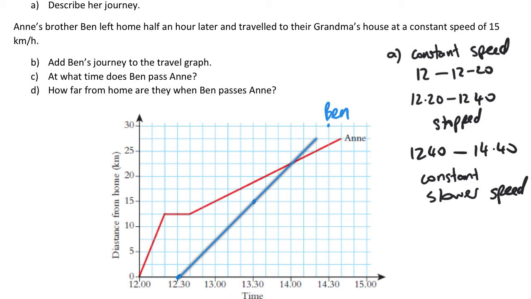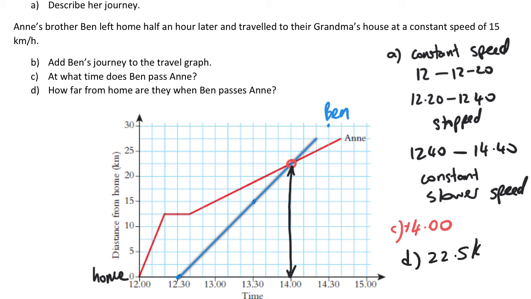At what time does Ben pass Anne? So that's part C. And what we're looking at is then the point at which they meet. And we can see they meet at 2 o'clock or 1400 hours. Part D, how far away from home are they when Ben passes Anne? So that's going to be the vertical distance, and it's far from home. So they started from home and then they got to their granny's house. So it's this distance here, which we can see is 22.5 kilometres.